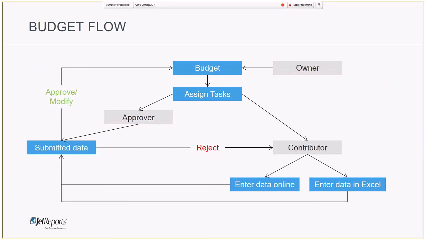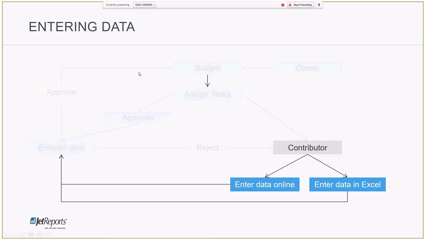In general, this is the budget flow. It might look a little confusing at first, but just think of it as the budget flowing down into specific tasks, and once those tasks are accomplished, they are sent for approval or sent to someone to accomplish them. They enter the data online or into Excel, and then it goes through this cycle. What we're going to be looking at is the entering of data and also the overall creation of the actual budget.